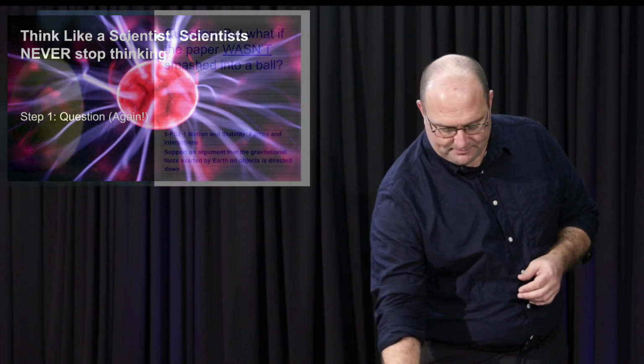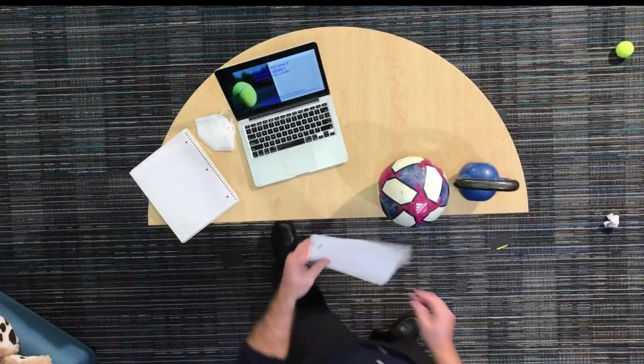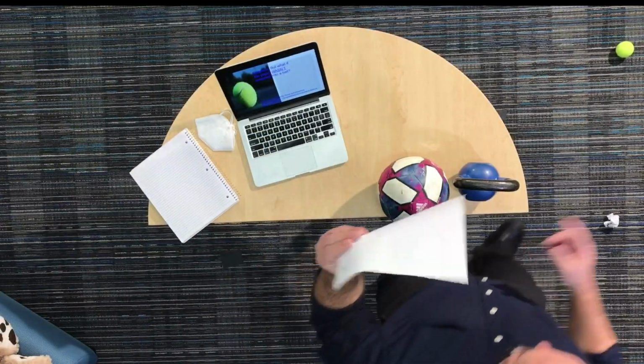Question 1. What if the paper wasn't smashed into a ball? What if I just had a regular paper, excuse me real quick while I get the tennis ball again, and I was to drop them? Would the same results happen?